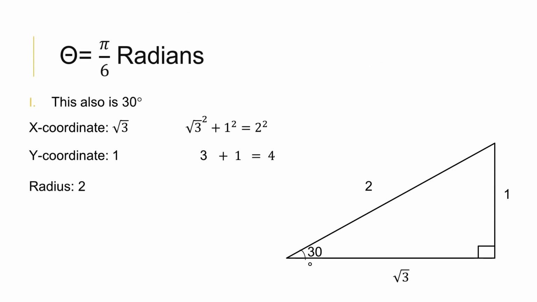So for theta equals pi over 6 radians, also known as 30 degrees, the x-coordinate is going to be rad 3, the y-coordinate is going to be 1, and the radius is going to be equal to 2. As shown from the Pythagorean theorem, it does make sense and is a right triangle because rad 3 squared plus 1 squared equals 2 squared, which is also 3 plus 1 equals 4.